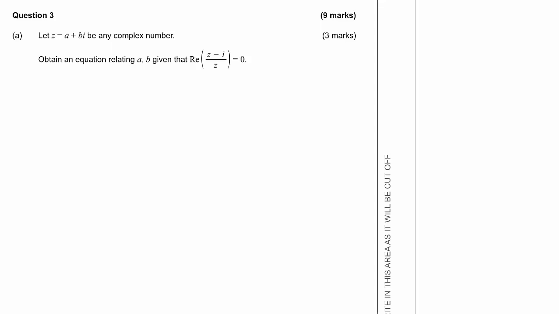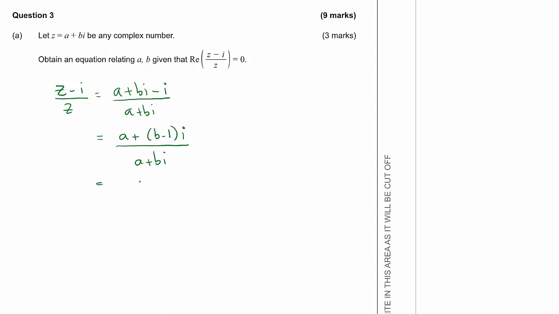Let z be equal to a plus bi be any complex number. Obtain an equation relating a and b given that the real part of z minus i over z is equal to 0. So z minus i over z is going to be a plus bi minus i divided by a plus bi, which is a plus (b minus 1)i over a plus bi.